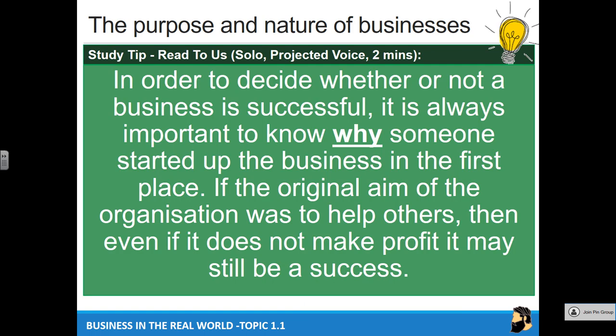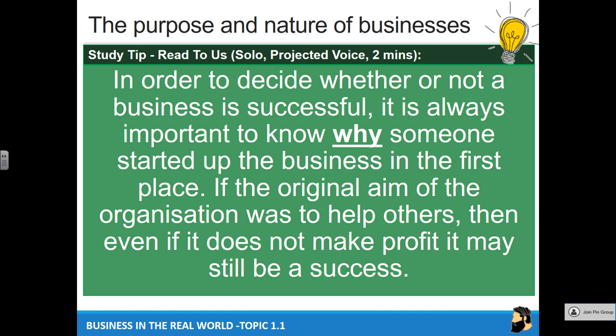Right, study tip. In order to decide whether or not a business is successful, it is always important to know why someone starts up the business in the first place. If the original aim of the organization was to help others, then even if it does not make a profit, it may still be a success. So it's not all about money. This is perfect for not-for-profit organizations, social enterprises, charities, basically.